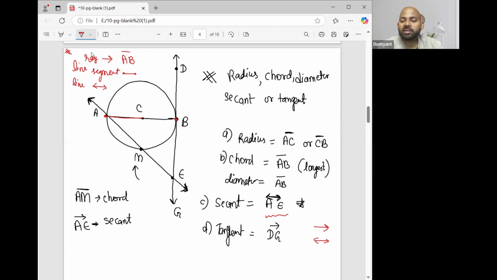If I extend this outside of the circle, it will become my secant, or something else, but not a diameter. A diameter is fixed. It should pass through the center and end on the circumference only. Is it clear? If there is any doubt in your mind, please let me know.